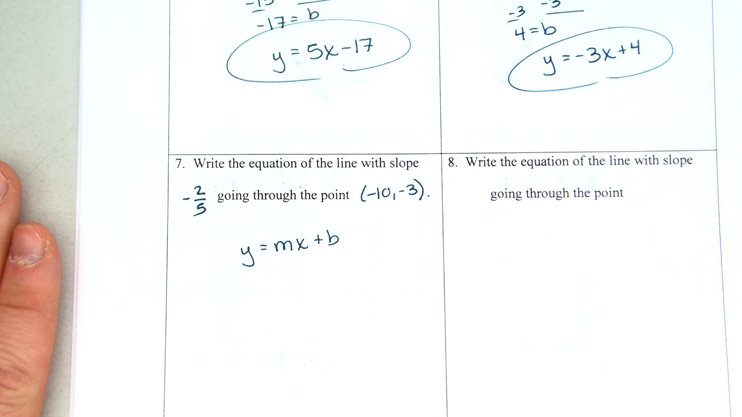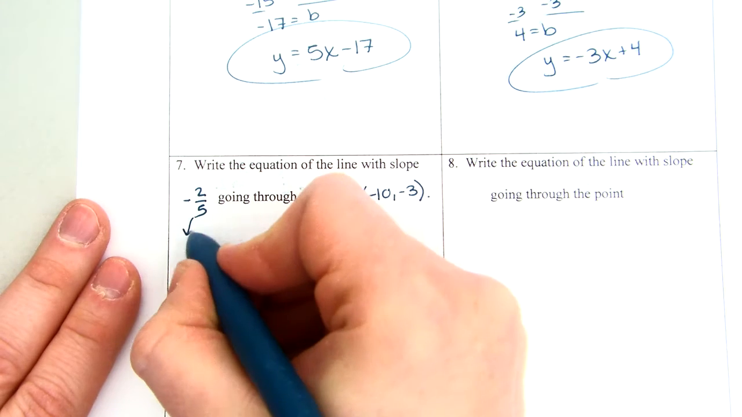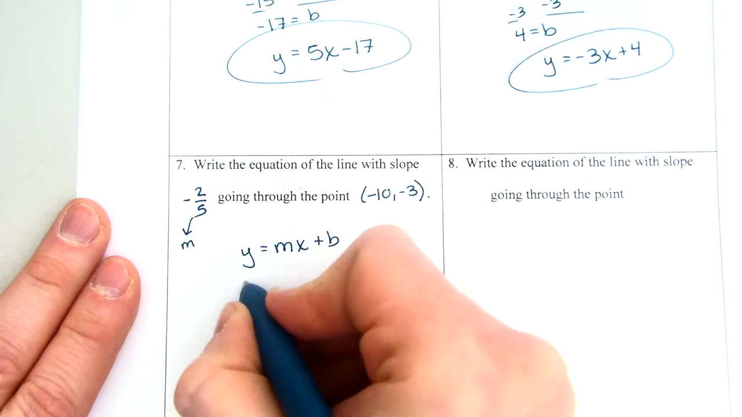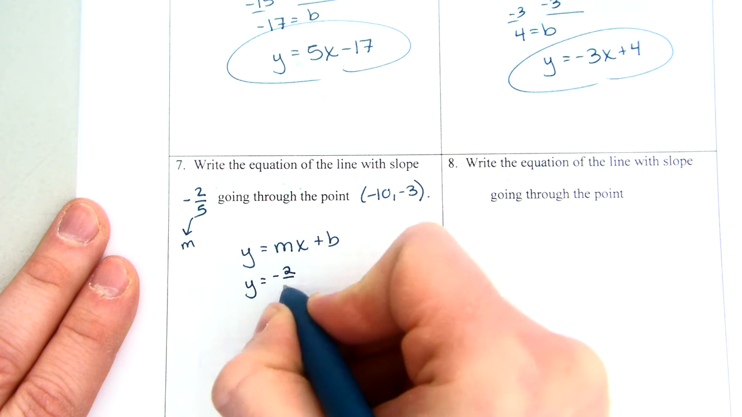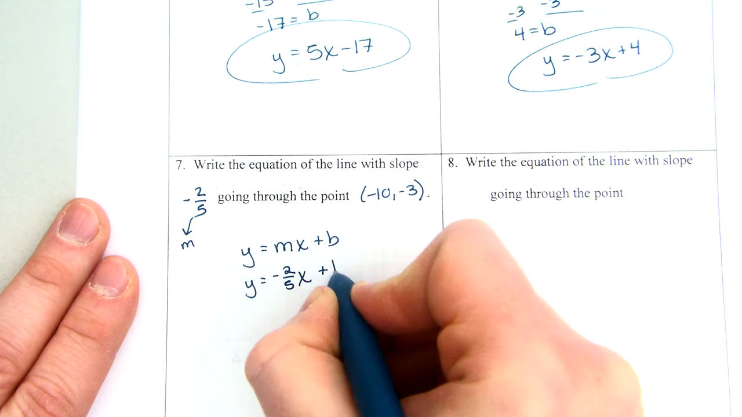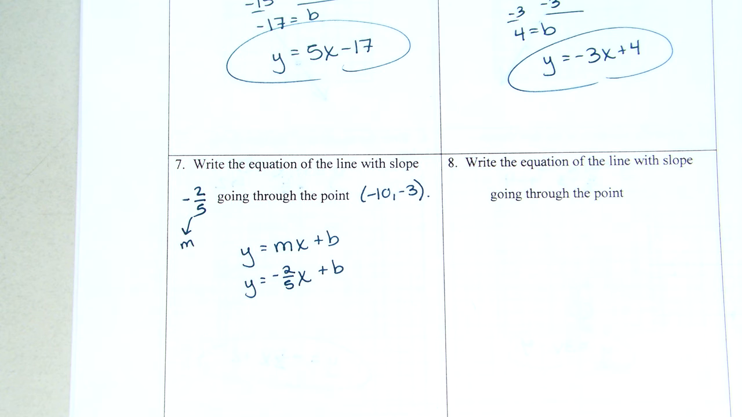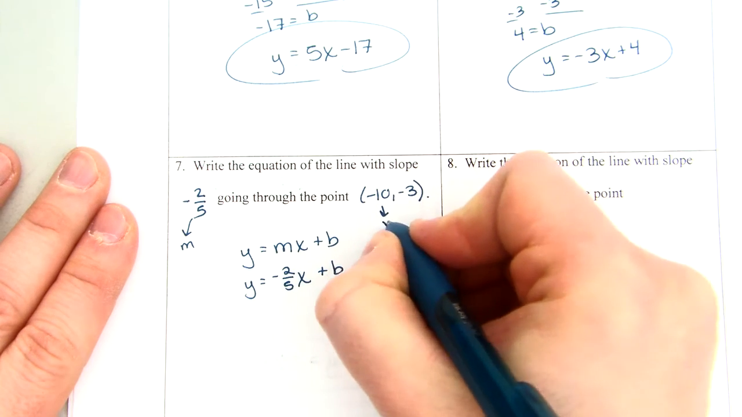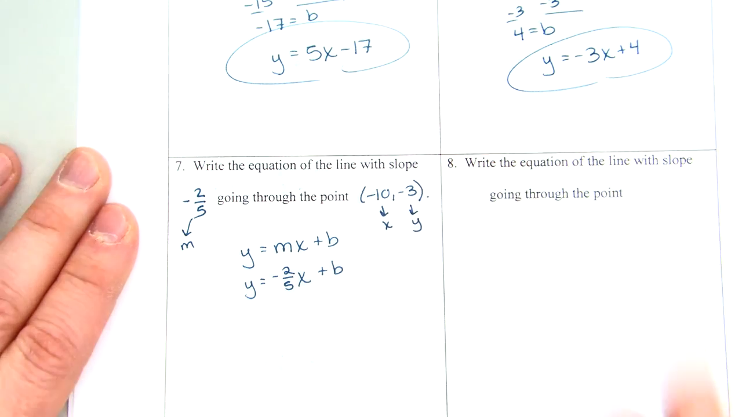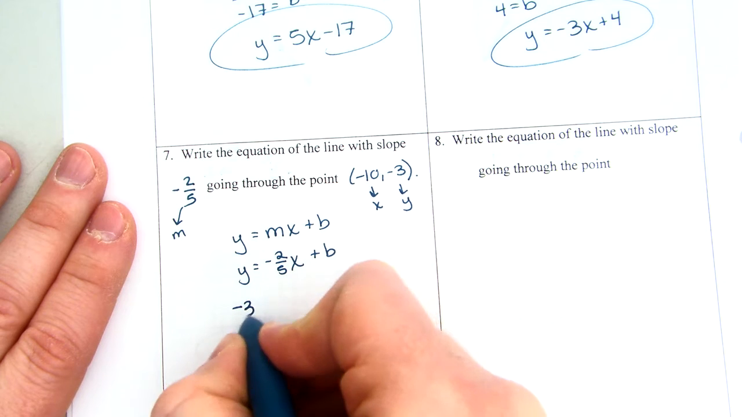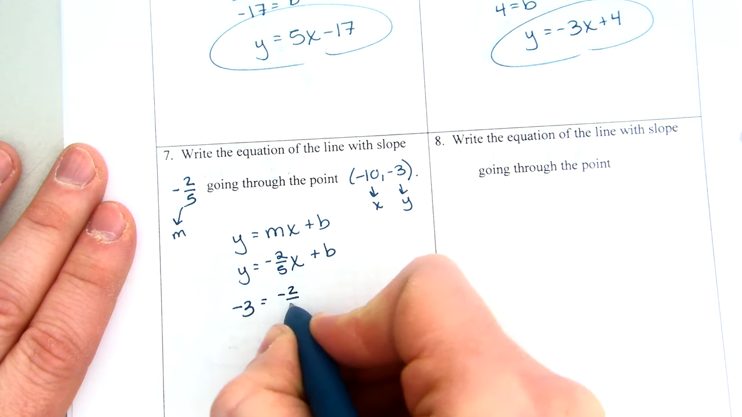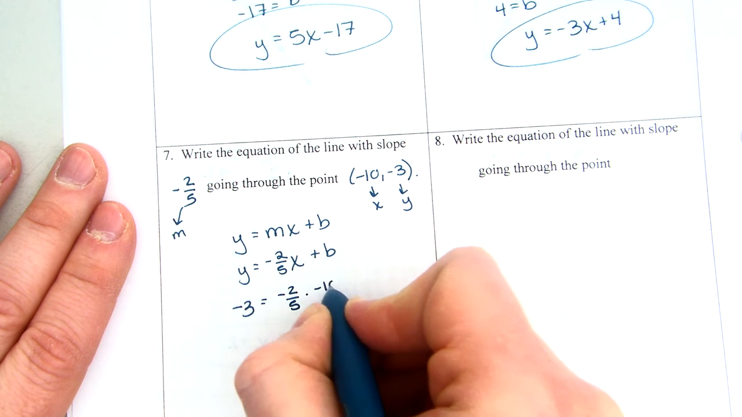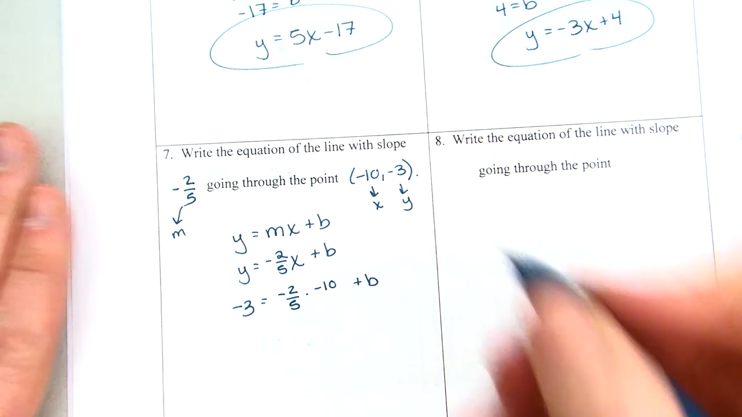Jan, do you know the m? Sure, m is the slope. I told you the slope. That's our negative 2/5. Y equals negative 2/5 x plus b. Then we're going to plug in our points. I'm going to plug in negative 10 where the x is. I'm going to plug in negative 3 where the y is. And I'm going to get negative 3 equals negative 2/5 times negative 10 plus b.